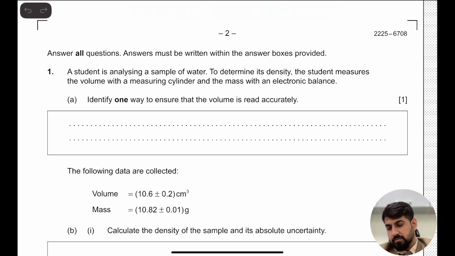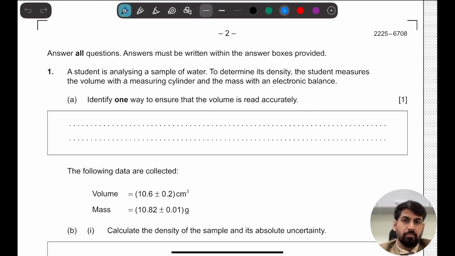Okay, so in this question, a student is analyzing a sample of water, and to determine the density, the student measures the volume with a measuring cylinder and the mass with the electronic balance, as we generally use to measure the density. Identify one way to ensure that the volume is read accurately.